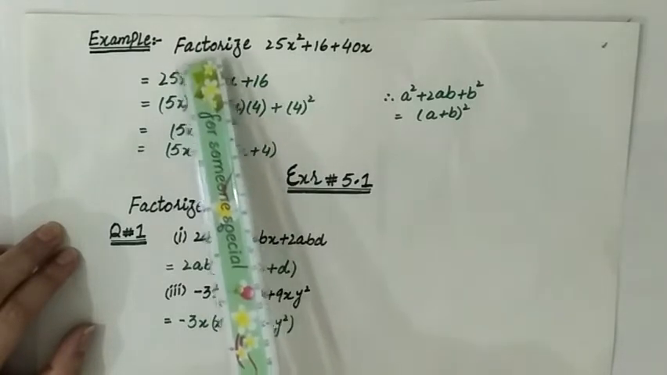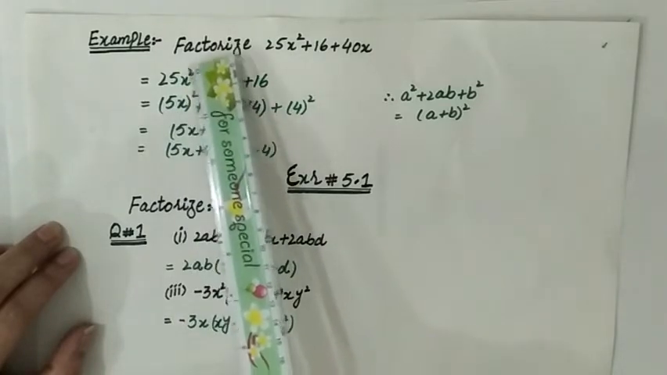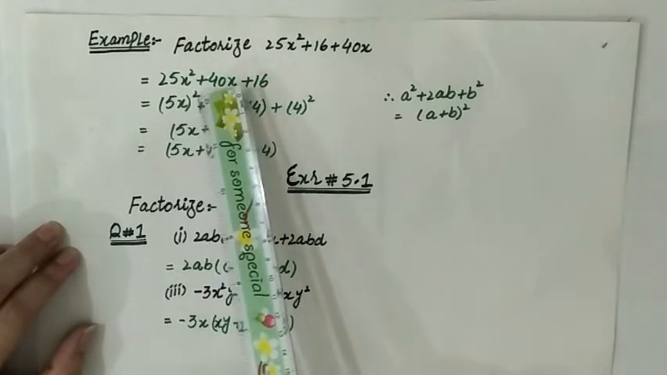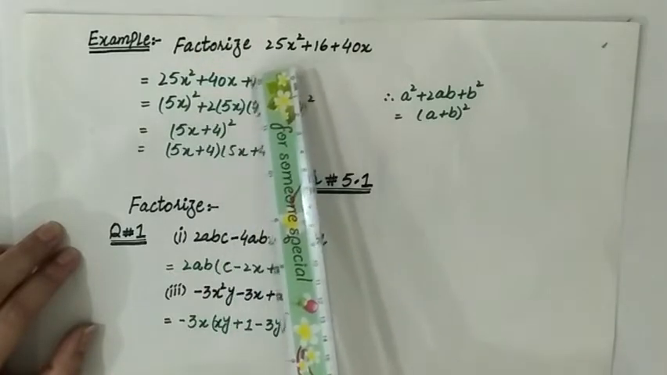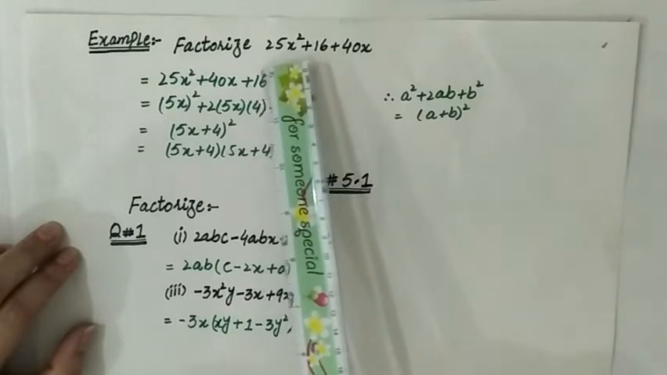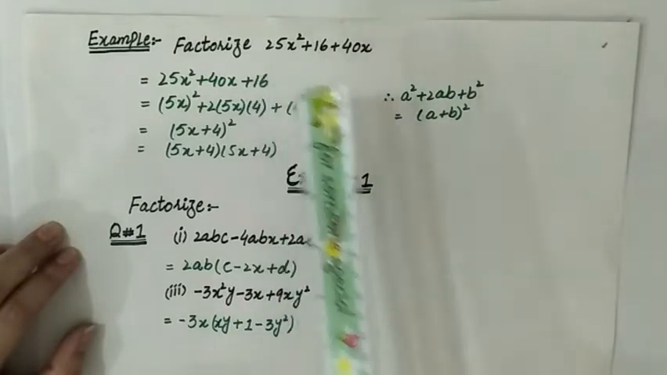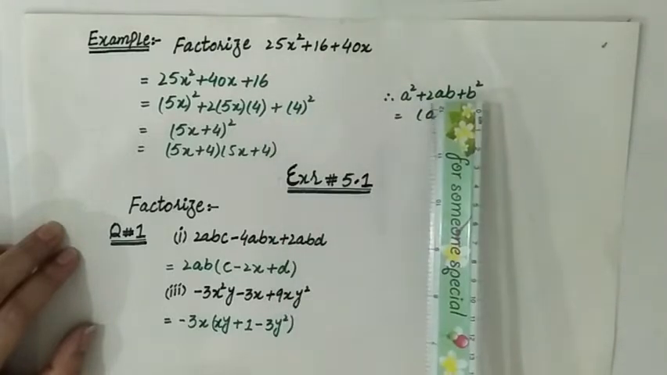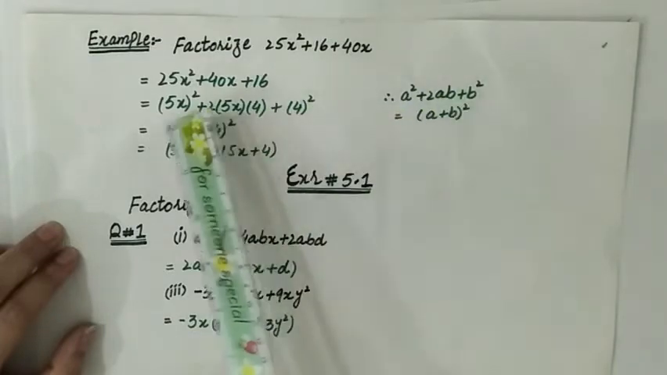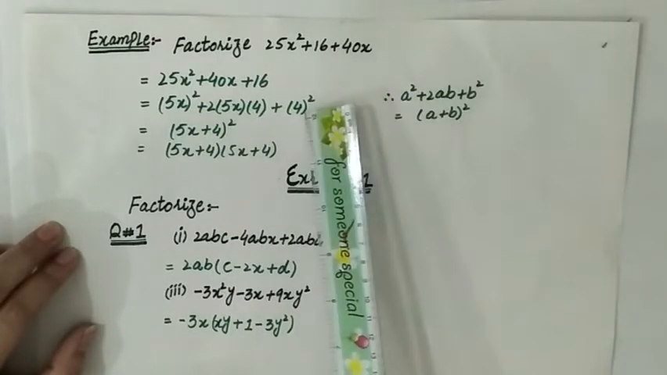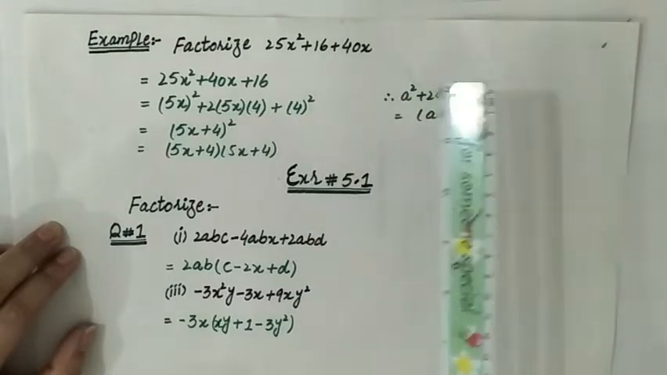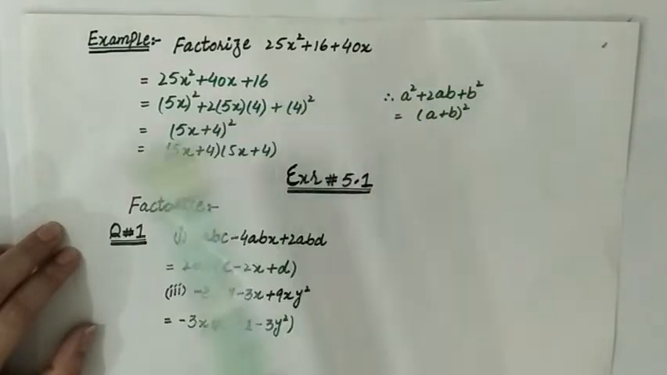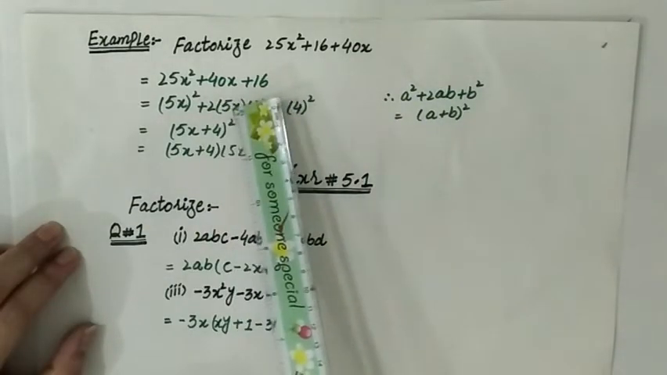This 25 is the complete square of 5 and this x square is the complete square of x. So we will write this 25x square as 5x whole square. Here this 16 is the complete square of 4, so we will write this 16 as 4 whole square. According to this formula, this is a square, this 4 square is b square, and we require 2ab in the center, which after multiplying must be equal to 40x.